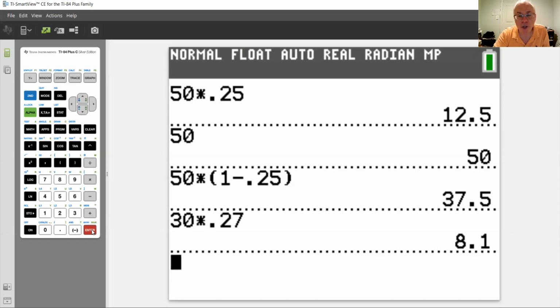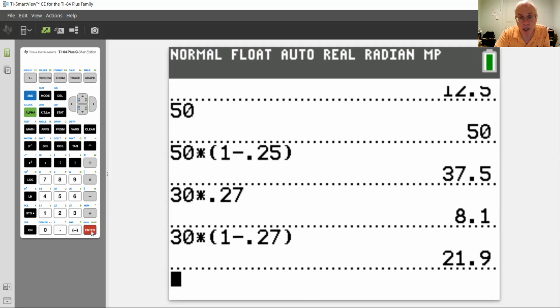Oops. Here's an example where we cannot use the normal. Notice that n times p is 8.1. Now, 30 times 1 minus p will be greater than 10. Let's go ahead and do that. 30 times 1 minus 0.27. That's bigger than 10, but both n times p and n times 1 minus p have to be bigger than 10. If only one of them is bigger than 10, we cannot use the normal for the sampling distribution.